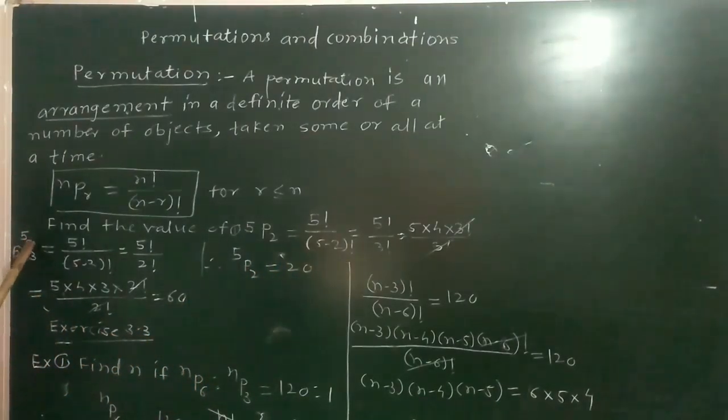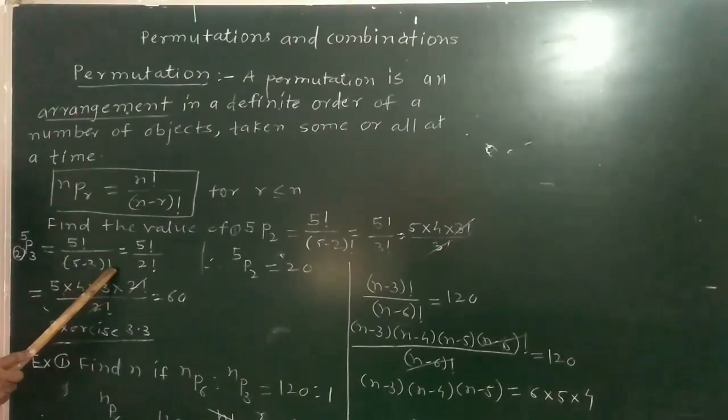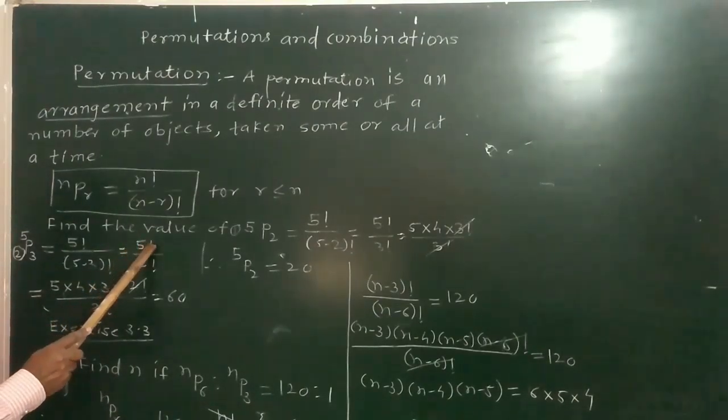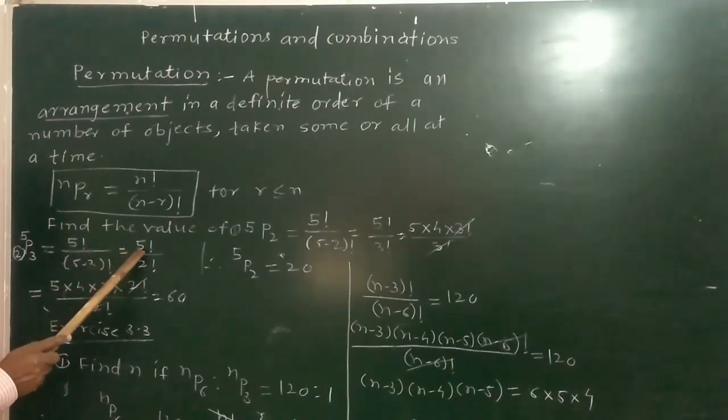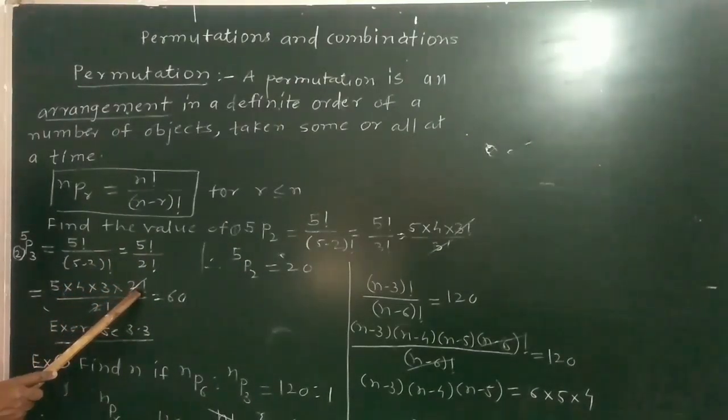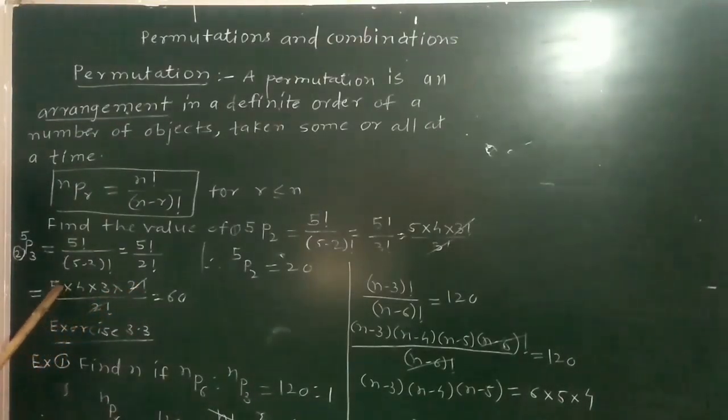Then next, 5P3. Similarly, 5P3 is written as 5 factorial upon 5 minus 3 bracket factorial, which is equal to 5 factorial upon 2 factorial. 5 factorial is written as 5 into 4 into 3 into 2 factorial upon 2 factorial. 2 factorial upon 2 factorial cancel. 5 into 4 is 20, 20 into 3 is 60.